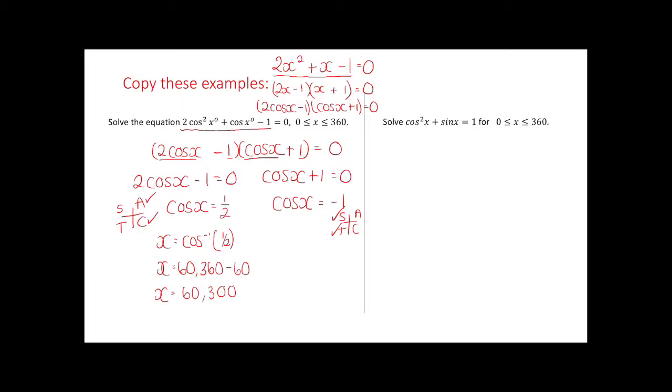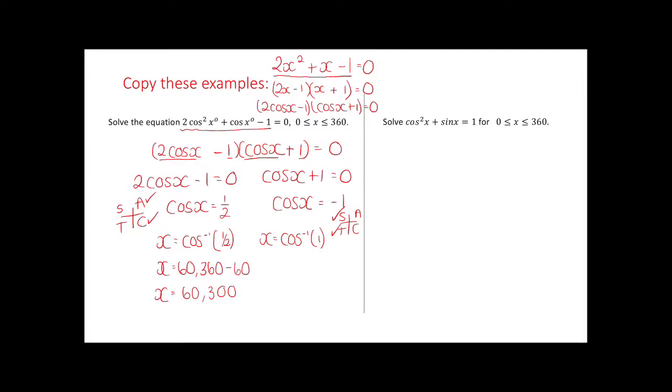On the right hand side, we've got that cos x is equal to negative 1. Now, remember, you don't put negatives into your calculator. So x is going to be equal to cos inverse of 1. Now, there are various different ways that you can do this.